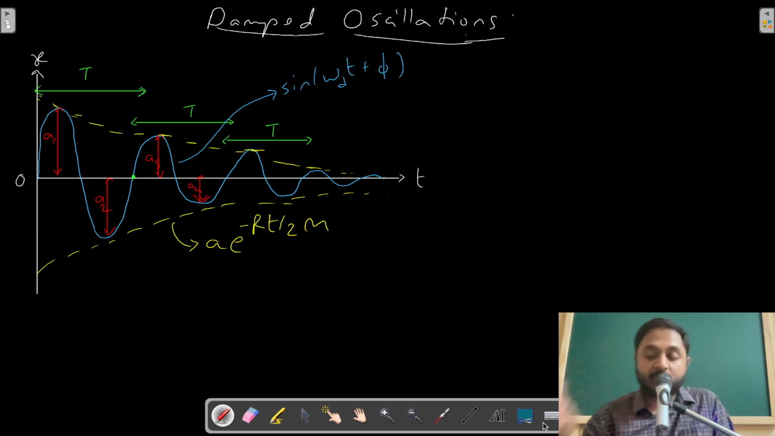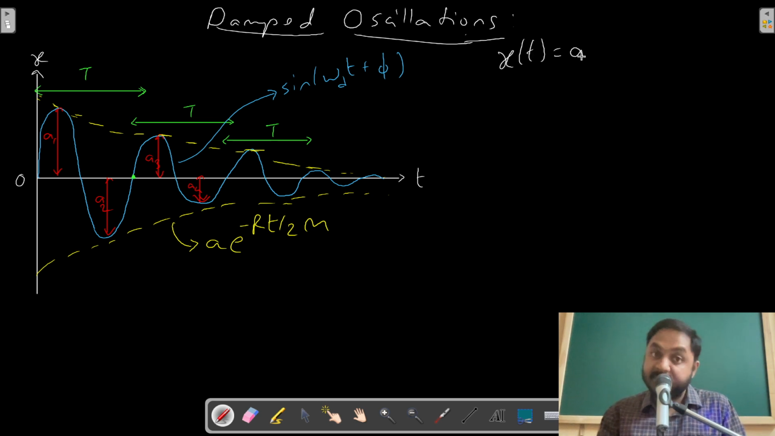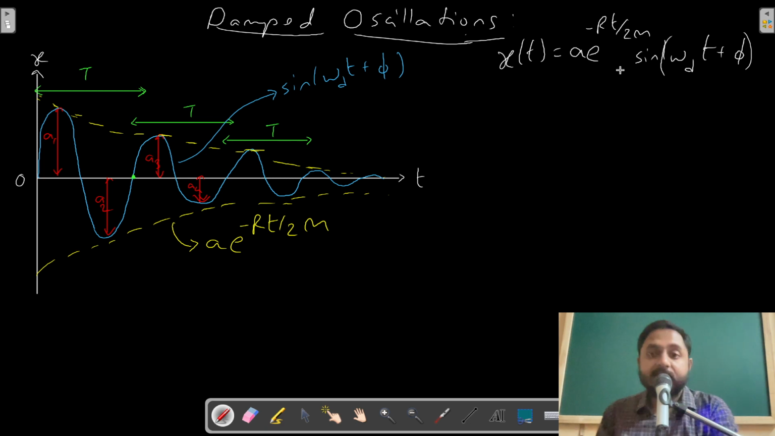Then we also saw the differential equation of damped oscillations, and the solution: the displacement of a damped oscillator at an instant t is given by A, its amplitude, but now the amplitude does not remain fixed, so it gets multiplied by e raised to minus Rt by 2m, multiplied by sine of omega d, the angular frequency of damped oscillations, d for damped, times time plus some phase constant, some epoch, that is phi. This is what we already derived.